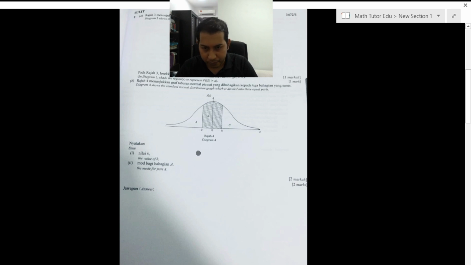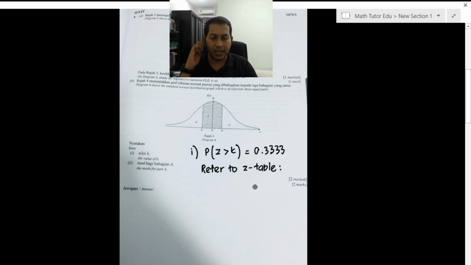So for part 1, given that the probability Z > k, we're using region C as our reference, equals 0.3333. From here, refer to the Z table. That will be our next step. Let us open the Z table now.